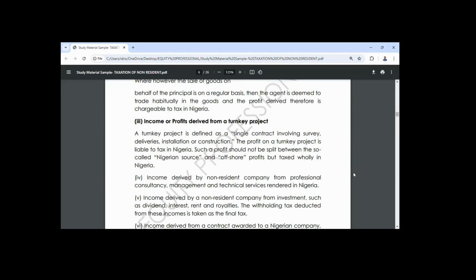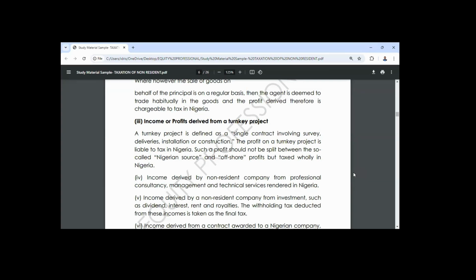Turnkey project simply means that a non-resident company came to Nigeria to do a one-off project, one-off service, one-off contract. After they finish that contract, they will go back. In such a case too, when they derive profit from that turnkey project or one-off contract that they do, that profit too will be liable to tax in Nigeria.